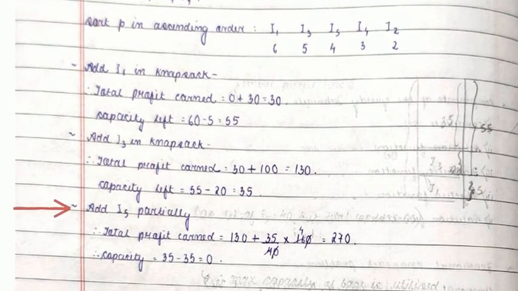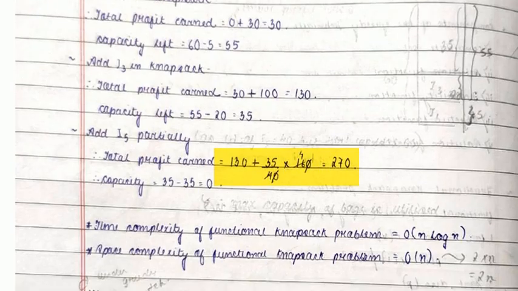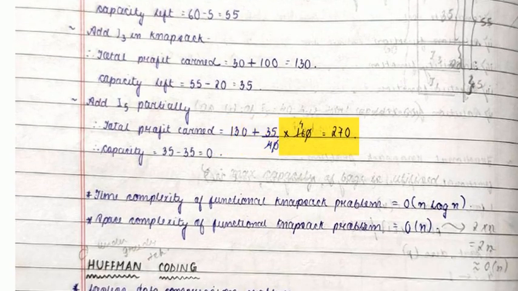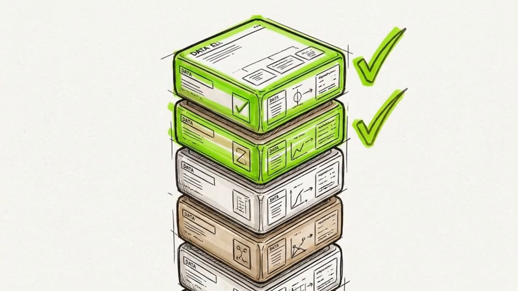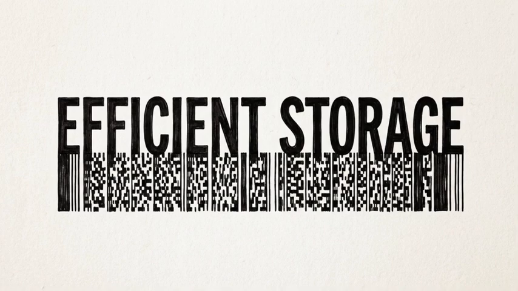We hit a constraint. Item 5 weighs 40, but only 35 space remains. We take the exact fraction that fits, 35 over 40 times 160. That yields 140, bringing the final profit to 270. By strictly prioritizing the highest ratio item at every single step, the algorithm mathematically guarantees the maximum possible yield for the available capacity. We apply that exact same logic to data compression using Huffman Coding.